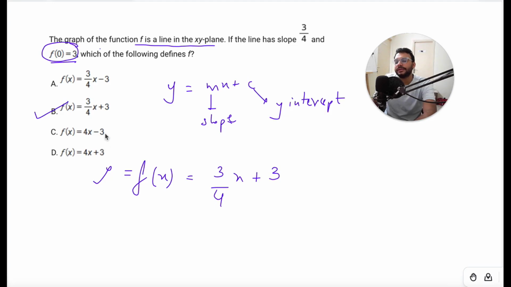Option B. This is a straight lines question, so you might find this same question on coordinate geometry as well. Okay, let's go ahead.